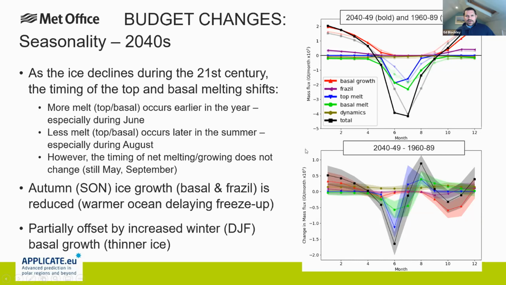But the timing of the net melting and growing doesn't change. The models are still saying it's between April and May that we go from net growth to melting, and between September and October that we go back the other way. And that might be because we're looking at monthly mean, so we might not see the granularity of any changes in freeze up and melt dates.